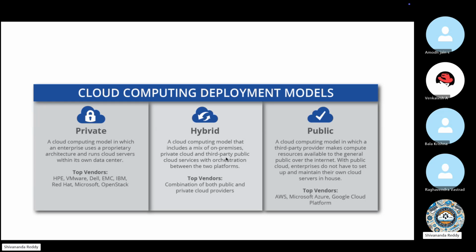Hybrid cloud is a computing model that includes a mix of on-premises private cloud and third-party public cloud servers and the orchestration between the two platforms. Public cloud is a cloud computing model in which a third-party provider makes compute resources available to the general public over the internet. So with public cloud providers, enterprises do not have to set up and maintain their own cloud servers in-house. Like AWS, Microsoft Azure, GCP are the most favorable cloud computing providers for the public.